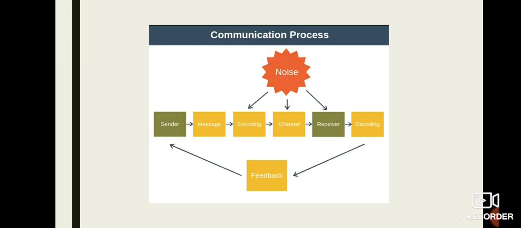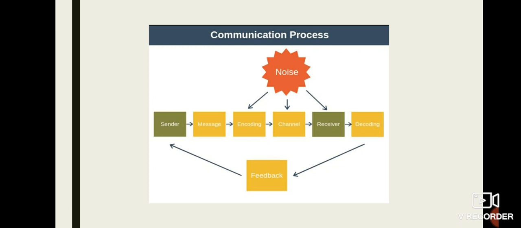The next slide is the communication process. First of all, the sender encodes the message, and then the sender sends the message via channels to the receiver. The receiver decodes that message and then gives feedback to the sender about his message. So this is the short and sweet communication process. Now we will go through the steps one by one, from sender to feedback.